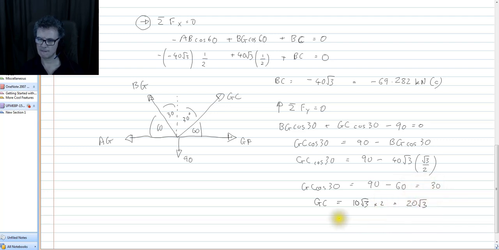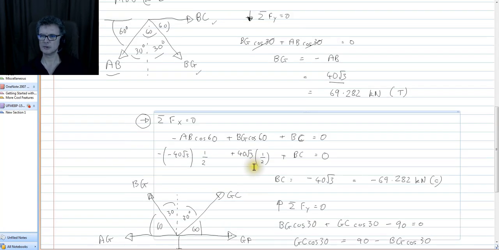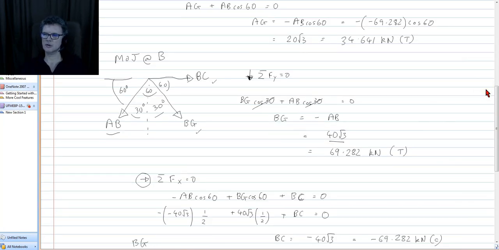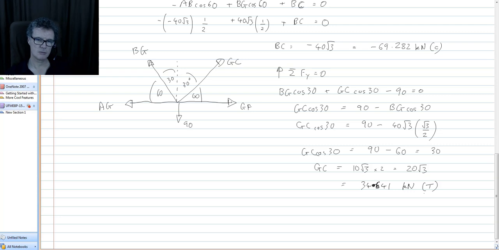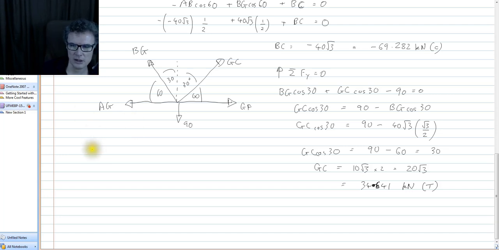20 root 3. Don't know if I got any 20 root 3s previously. Yeah, one up there. 34.641. And that is obviously in tension. Okay, yeah, I'm expecting that to be in tension, I think. Weight's pulling it down. Now for the GF, which again should be in tension, I would have thought. So we are going to now resolve in the X direction.